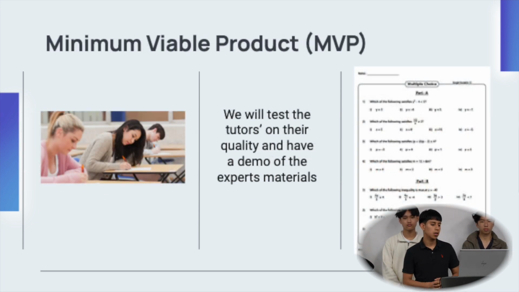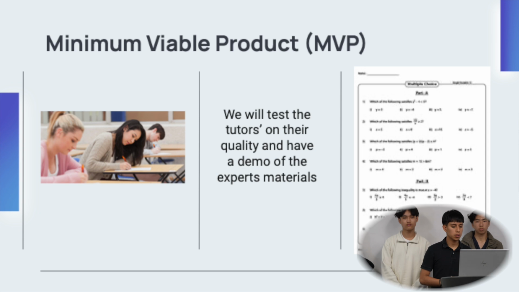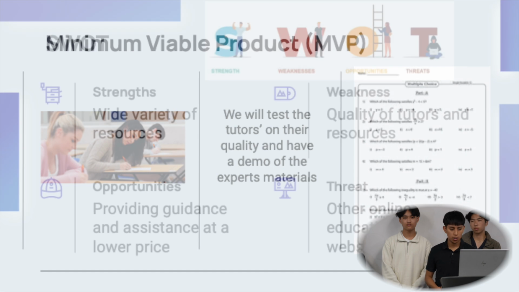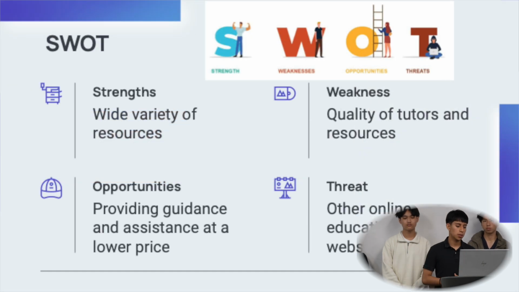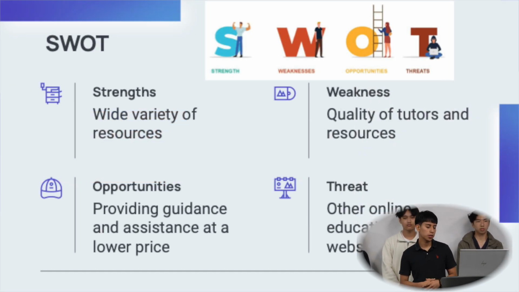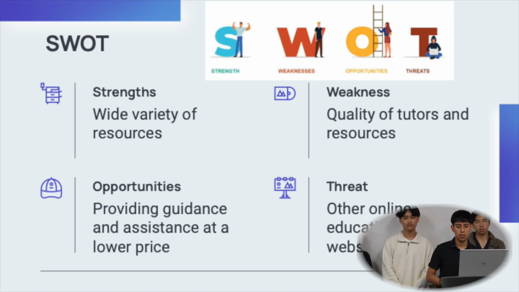Our MVP: we will test the tutors on their quality and have a demo with an expert. Our SWOT: our strengths, weaknesses, opportunities, and threats. Our strength would be a wide variety of sources. Our weakness would be the quality of tutors and sources. Our opportunities would be to provide guidance and assistance at low prices. And our threat would be online education websites.